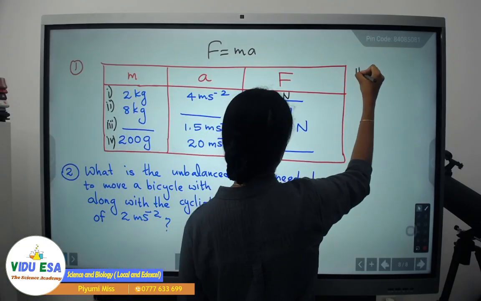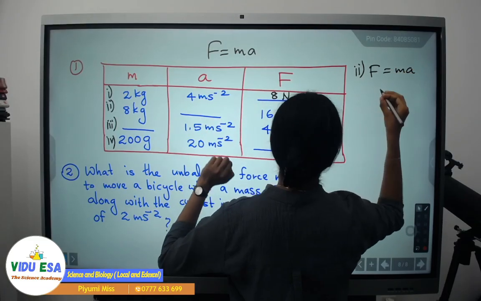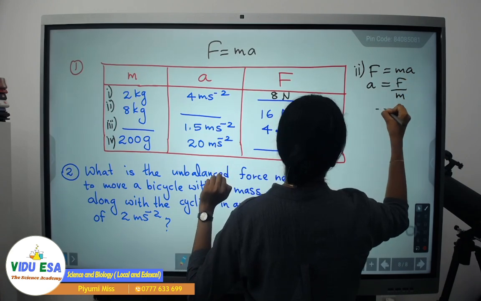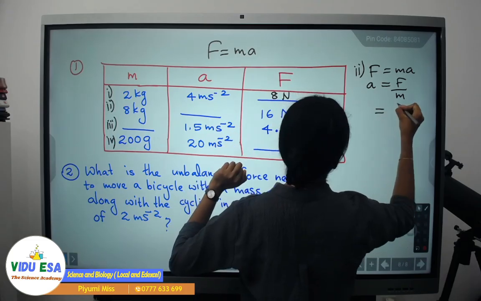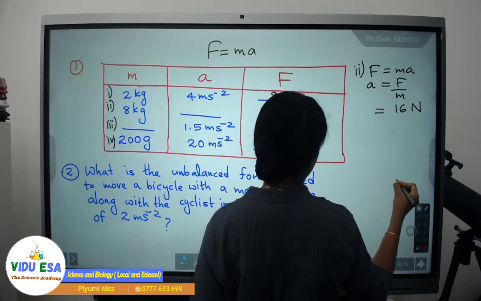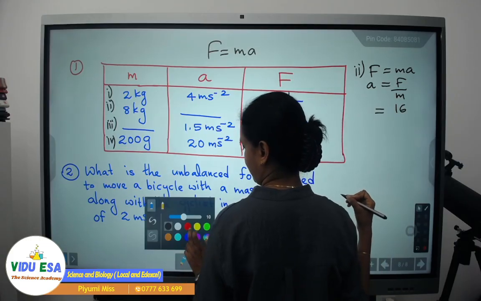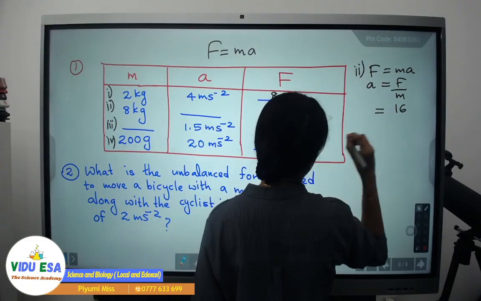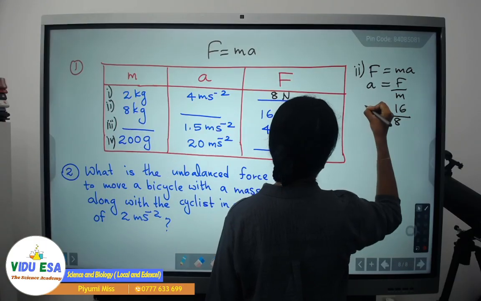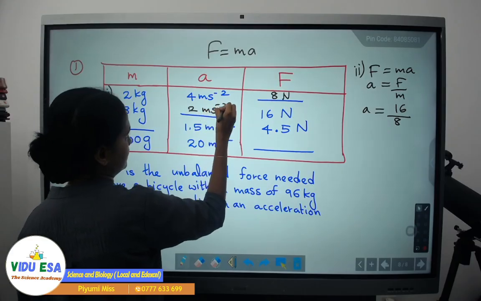For the second one, F equals ma and you are asked to calculate the acceleration. A equals F over m, right? So the F is 16 Newton. You don't need to put the unit, but remember that you have to substitute mass in kilograms and force in Newton. Here it is 16 divided by the mass, 8. Therefore, acceleration is 2 m s minus 2. Right?